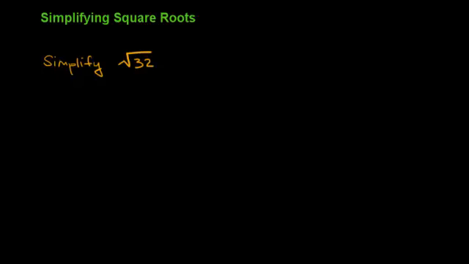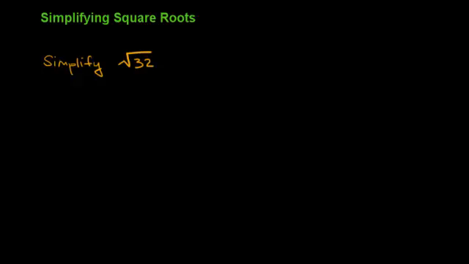want to break up the 32 into factors where one factor is the largest perfect square that is a factor of 32 and the other factor is not a perfect square. So we want to find that largest perfect square of 32.